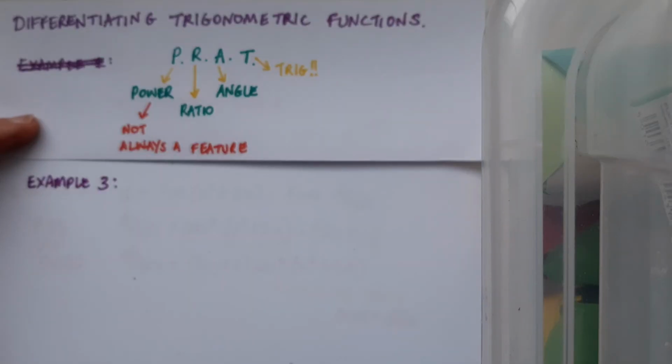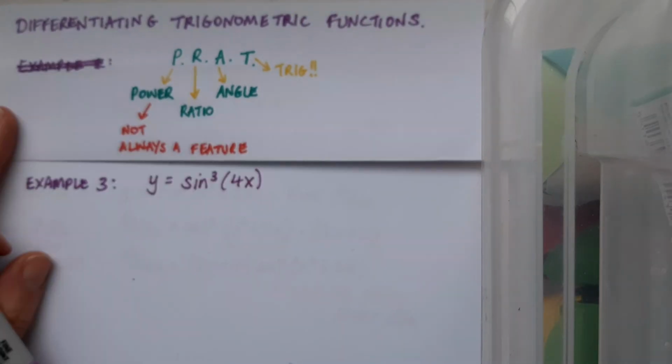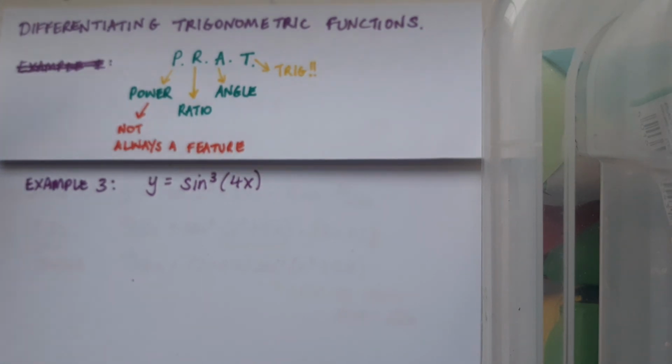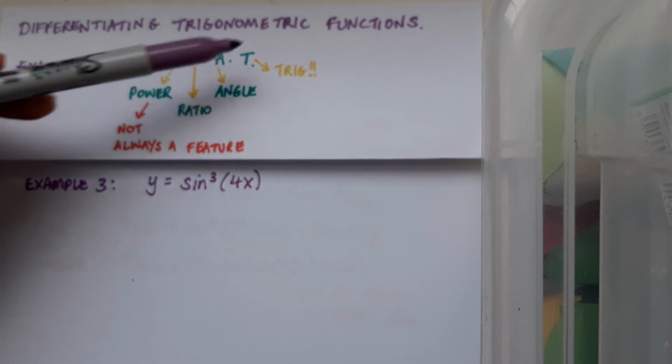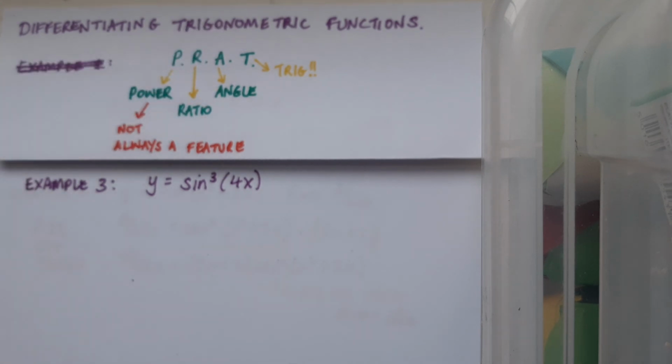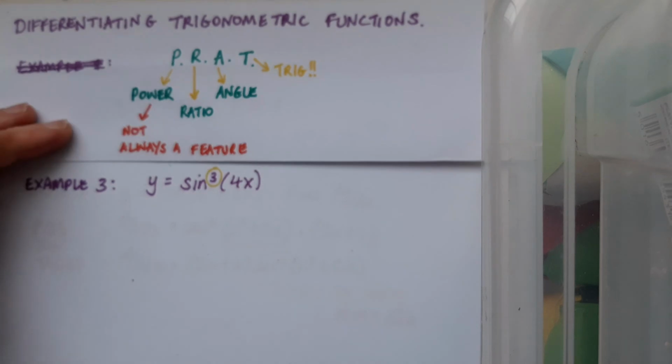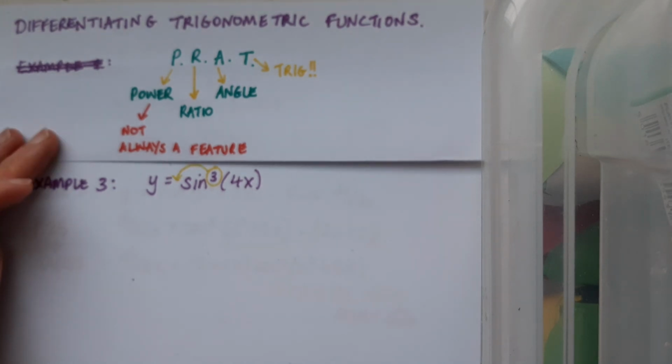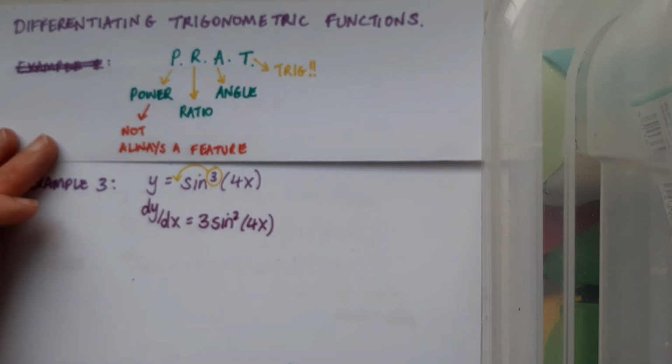Okay, so this time let's look at an example that incorporates a power. So here we have y equals sine cubed 4x. So again, I'm looking back there to my acronym, PRAT for trig. Power first of all. Now this time I do have a power on my ratio. It's that 3. And I'll deal with it just like I've done with every other power that I've differentiated previously in algebra. I'll bring it in front, and I'll multiply by it. And I'll also reduce the power by 1. And that will give me 3 sine squared 4x.